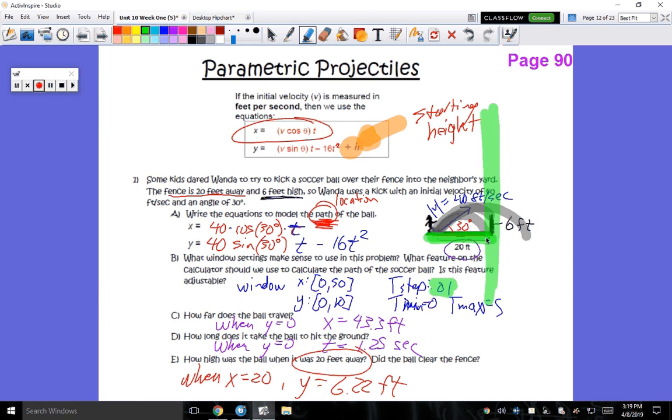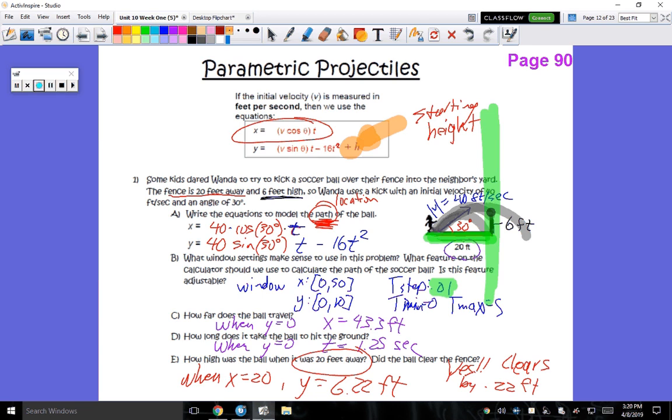The question is, how high is it? You know what I mean? Is the ball here, or is the ball hitting the fence? Would it be underground as far as insinuating that it was a low, small kick? Like, where's the ball Y-wise? Well, we get 6.22. Does it clear? Yes or no? Yes, it clears it by 0.22 feet. So you say yes, clears by 0.22 feet.